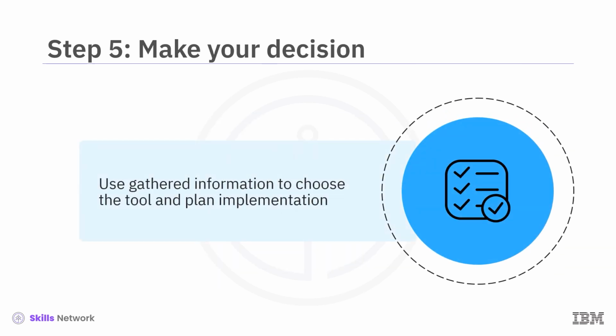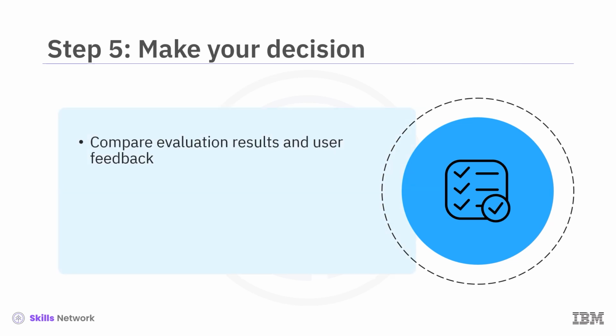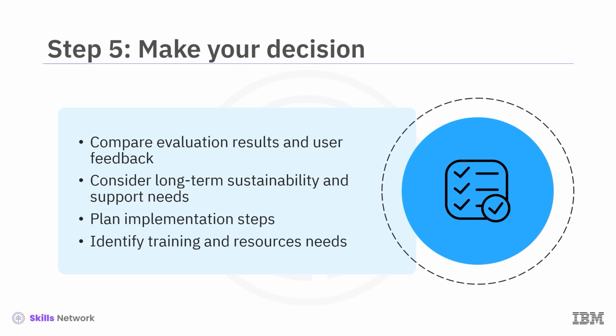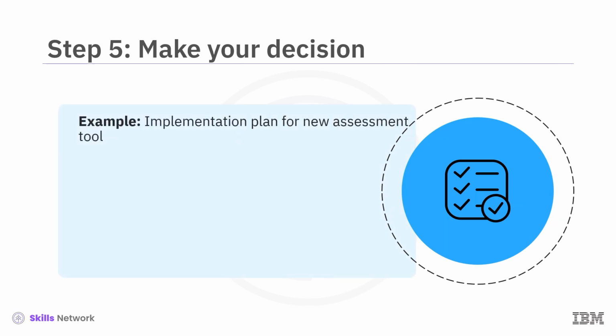After you have gathered all the information about the tool, you are ready to make an informed choice and plan its implementation. When choosing the right tool, compare evaluation results and user feedback to make an informed decision. Think about long-term sustainability and the level of support you'll need down the road. Also, map out the implementation steps for a smooth transition and identify any training and resources needed to help everyone get started.